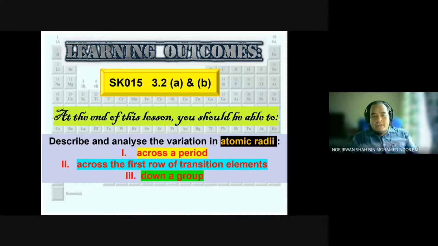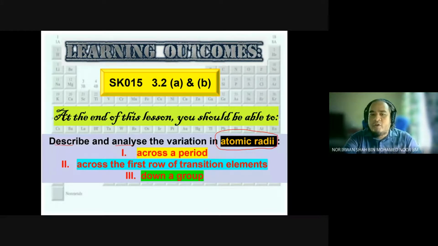Alright, so kita teruskan dengan yang seterusnya. Okay. So kita akan terus pergi kepada the first part of this 3.2. Tadi tu semua cuma introduction saja guys. Alright, so dalam this 3.2, the first part, in 3.2a and also in 3.2b, what you guys are going to learn adalah macam mana kita nak describe, and then nak analyze the variation in atomic radii, jejari atom tadi. So di mana guys, kita akan tengok dalam 3 keadaan.